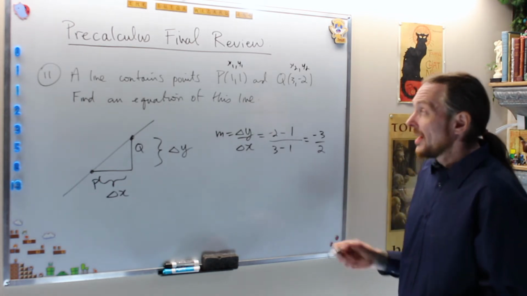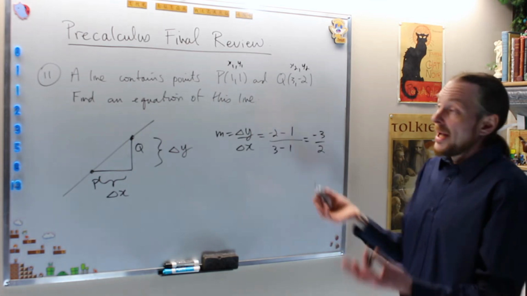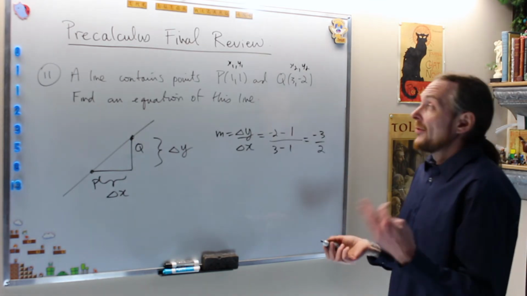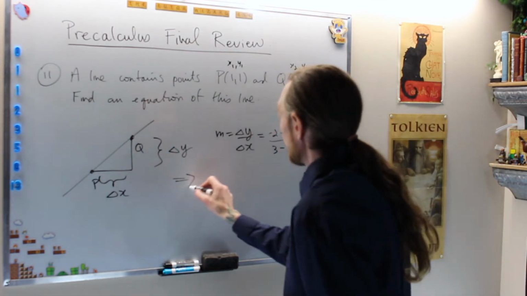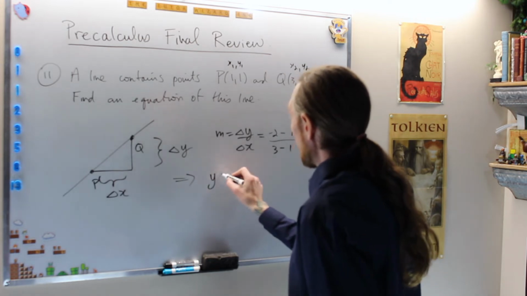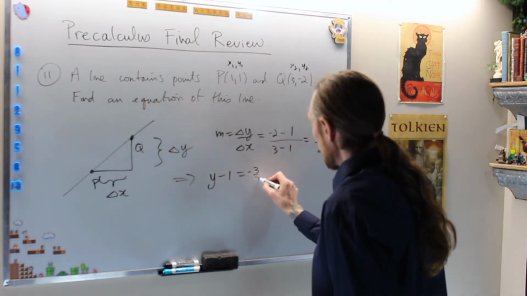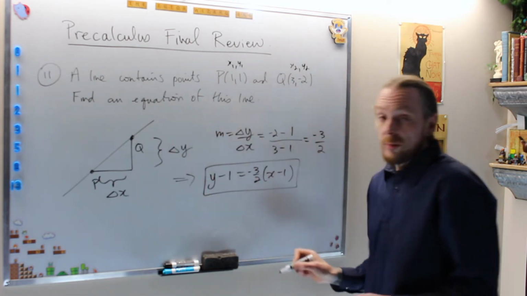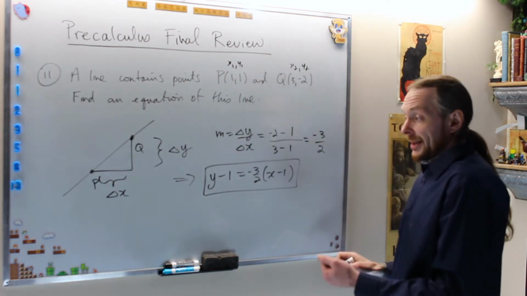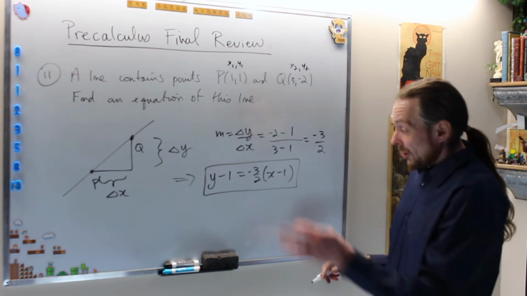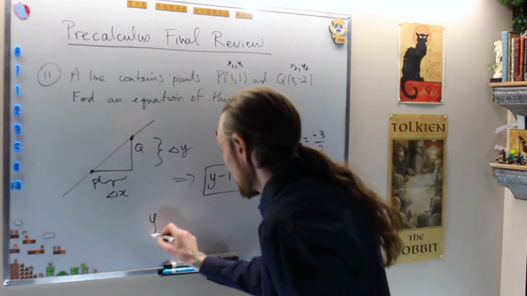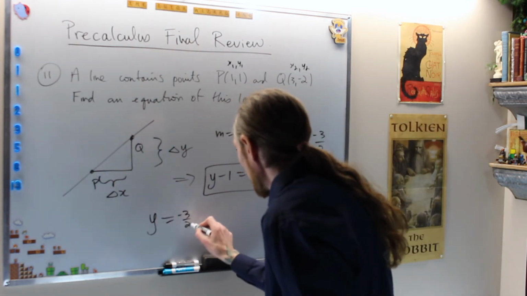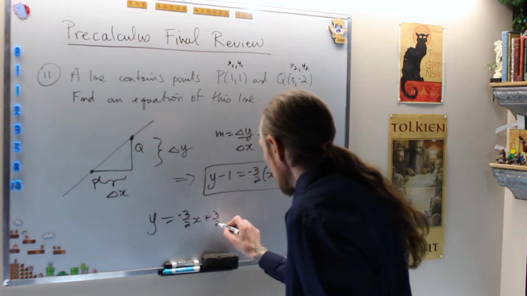Once I have the slope, all I need is a point and the slope, and I can create the point-slope form of the line. So let's do that. This is going to give me y minus 1 equals -3 over 2 times (x minus 1). This is the point-slope form of the line. If you really want to clean it up, or they ask for the slope-intercept form, or you like it more like that, this will be y equals -3 over 2 x plus 3 over 2 plus 1.